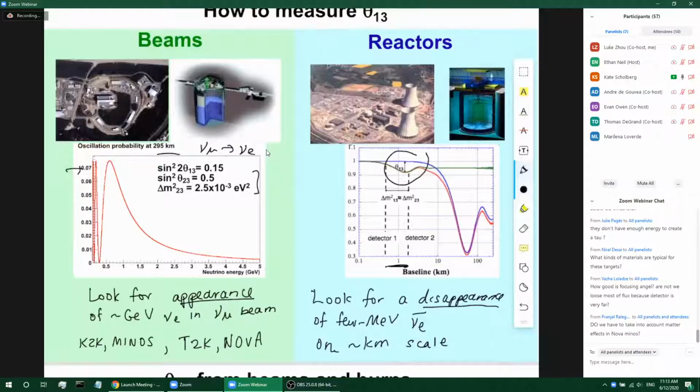And CHOOZ was the first reactor experiment that tried to do that and actually came up with something consistent with nothing, with 0, but it didn't have great statistics. Then there was Double Chooz, which was a follow-on with more detectors. Then Daya Bay, still running, in China, with several detectors, and RENO in Korea. And so there's a range of experiments going after that.